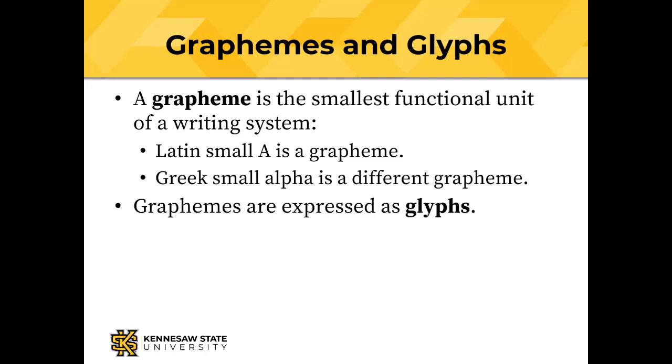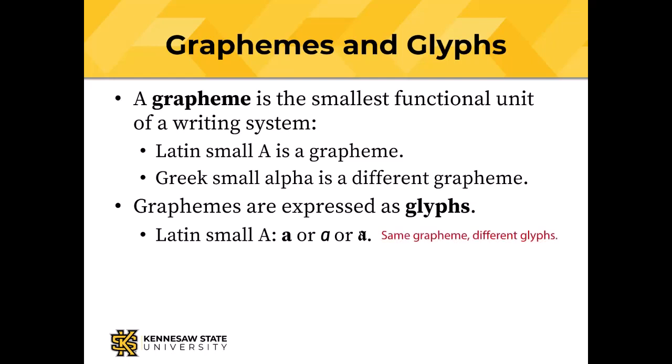Those graphemes get expressed as glyphs. You can think of glyphs as the symbols within a font set. So that Latin small a could be an A with a hook, an A with a bar on the right side, or even the elaborate black letter Old English A. That's the same grapheme, but with different glyphs. You can think of the same grapheme expressed using different fonts. The Greek small alpha looks very much like a Latin A with a bar on the right. It's a similar glyph, but it's a different grapheme.